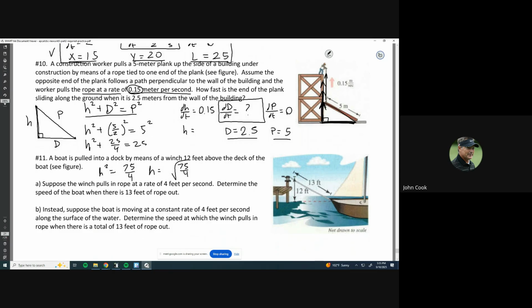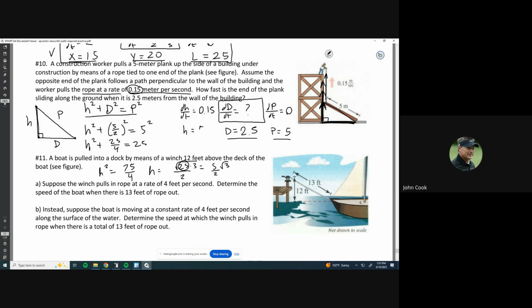Obviously, we're not going to need the negative value because of the height. And then we take the square root of the top and the bottom. The square root of 4 is 2, so 2 is in the denominator. And then the square root of 75, well, 75 is really 25 times 3. If I take the square root of 25, that's 5. So this becomes 5 square root of 3 over 2. So 5 halves square root of 3.